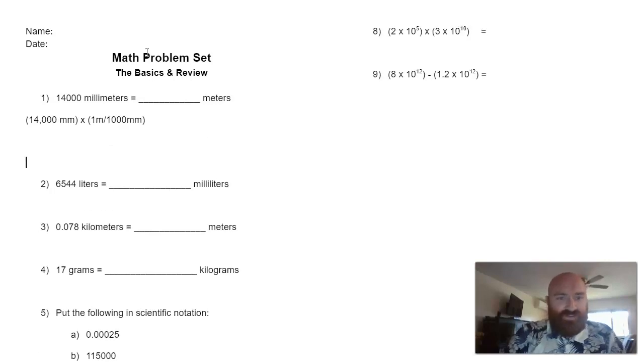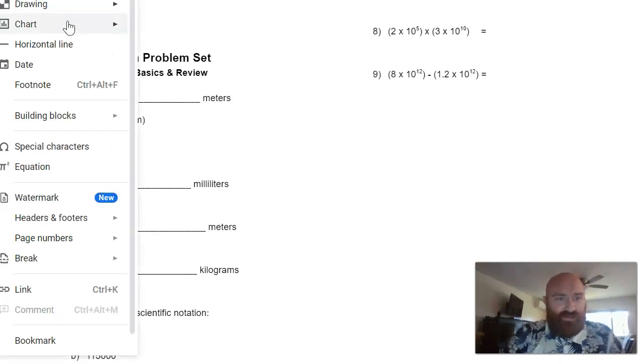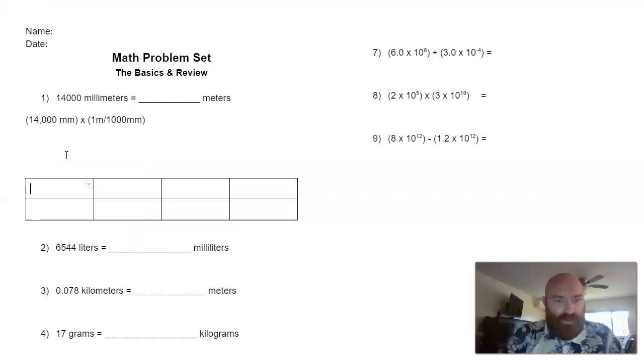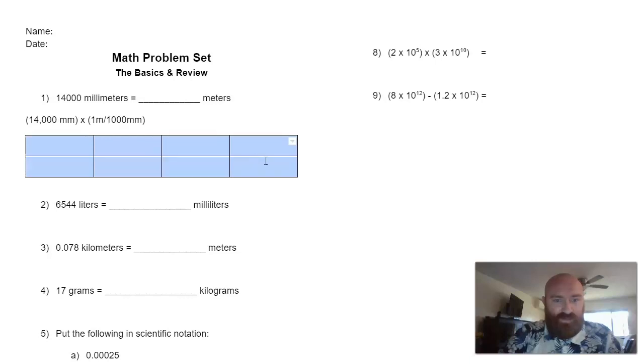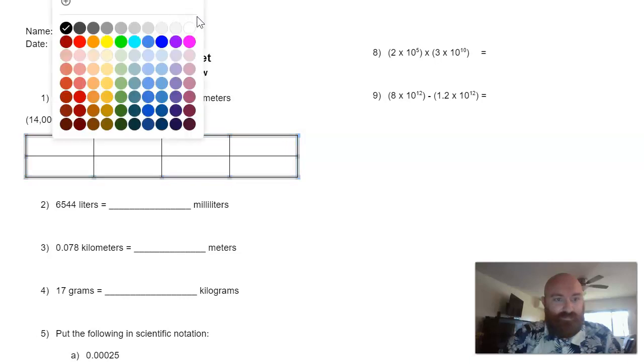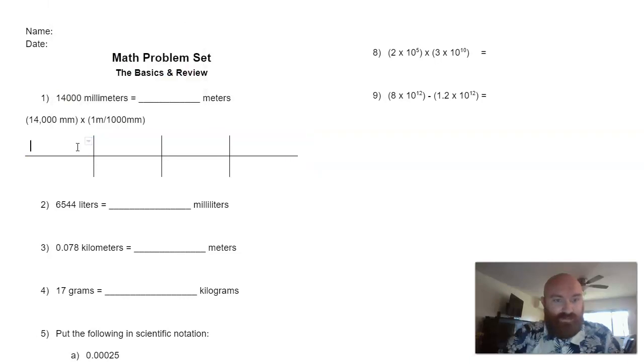Another way to put that visually is I'm going to insert a quick chart or a table. So this is that method you can use. Okay, so you have 14,000 millimeters, and we're going to multiply that by 1 meter divided by 1,000 millimeters.